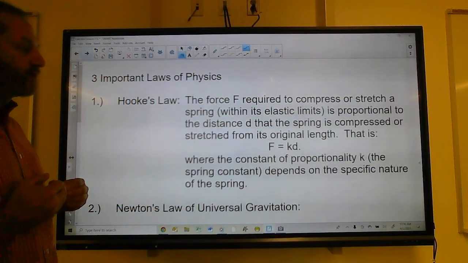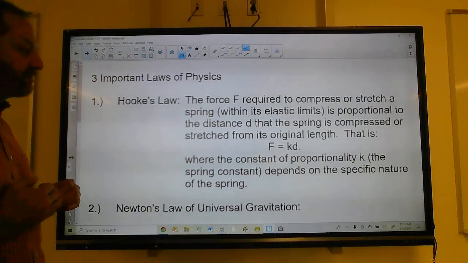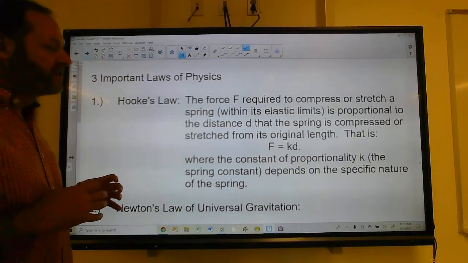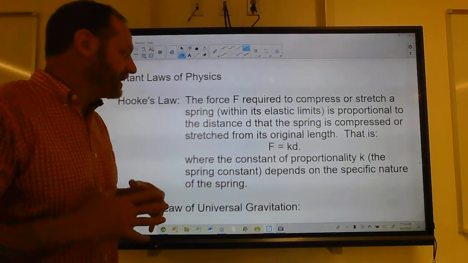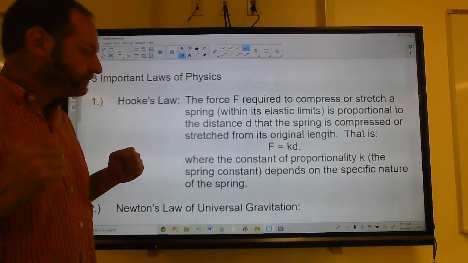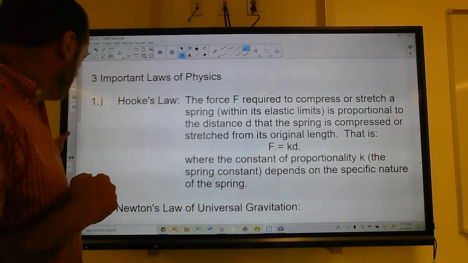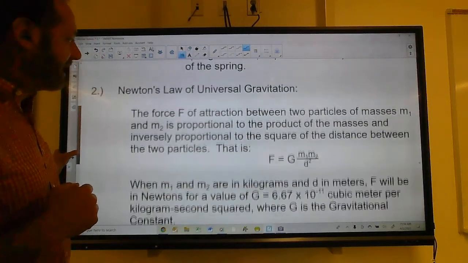where the constant of proportionality k, the spring constant, depends on the specific nature of the spring. So generally, the thicker the spring, the stronger it is. This k is going to get to be bigger and bigger and bigger. Okay. Then you got Newton's law of universal gravitation.